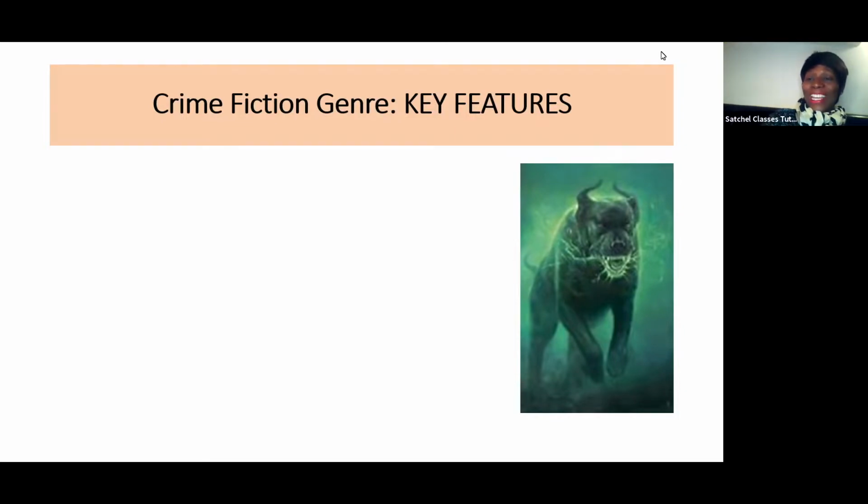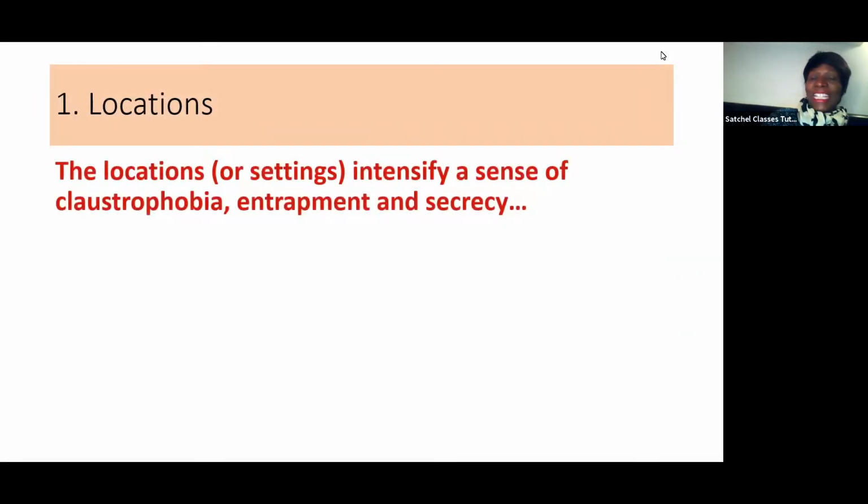And there are four key features of crime fiction. They're location, suspects, detectives, and clues. Now, often in crime fiction, the locations intensify a sense of claustrophobia and entrapment. That means you feel you can't get out. You feel as if somehow you are trapped. And they also intensify a sense of secrecy. You don't really know the truth. You don't really know or understand the full story. The settings and the locations are really important. And this is true for this extract in The Hound of the Baskervilles near the end of the novel, where the hound is revealed.